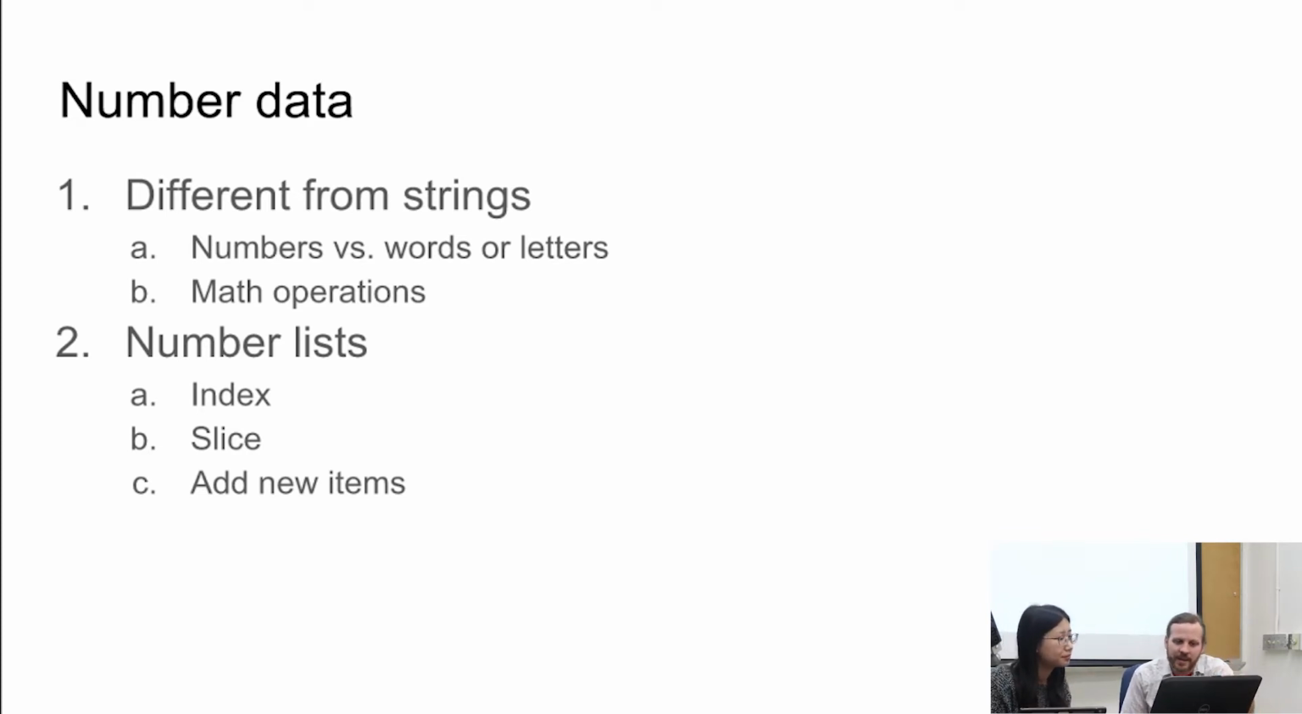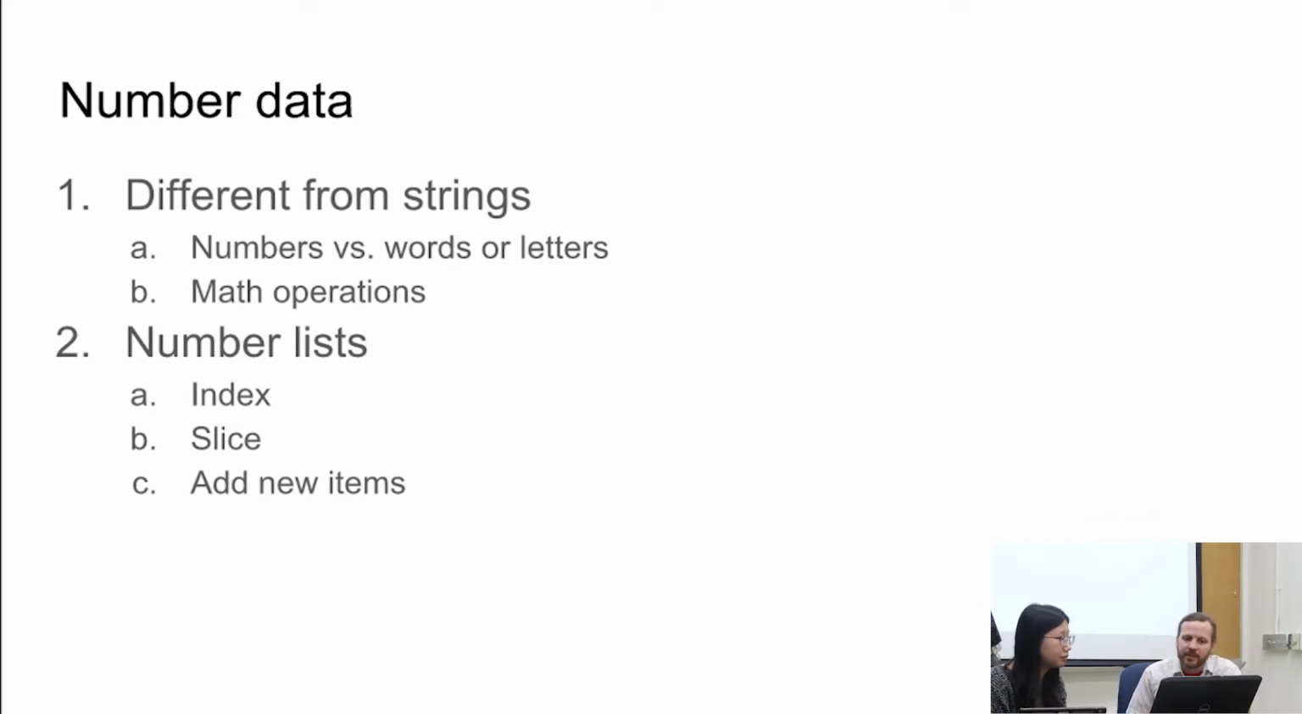Okay, so number data is different from strings for the obvious reason that numbers are numerical and strings are words or letters. Also, all the math operations work with number data, but they don't all work with words. We saw multiplication and addition work, but they don't mean the same thing. If you do word plus word, you connect the words together, but if you do 2 + 2, it equals 4. So there are a lot of differences, but also a lot of similarities as far as the code.